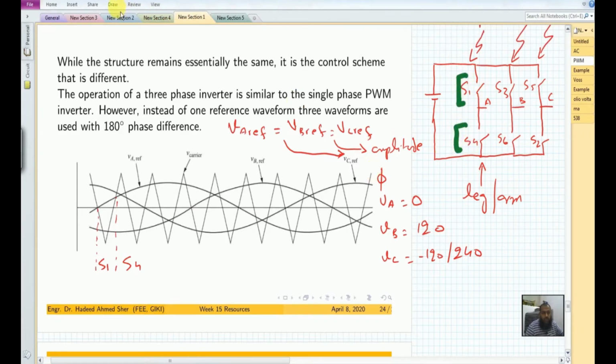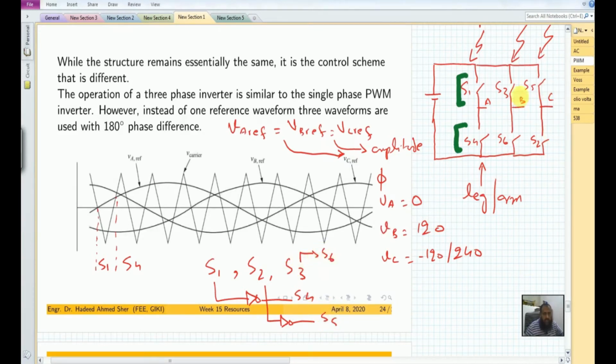So we need to have a scheme that develops only 3 gating signals, that is for S1, S2 and S3, and thereafter we can use a NOT gate operation to supply for the switch S4, a NOT gate operation to supply for the switch S5, and for this switch S6.